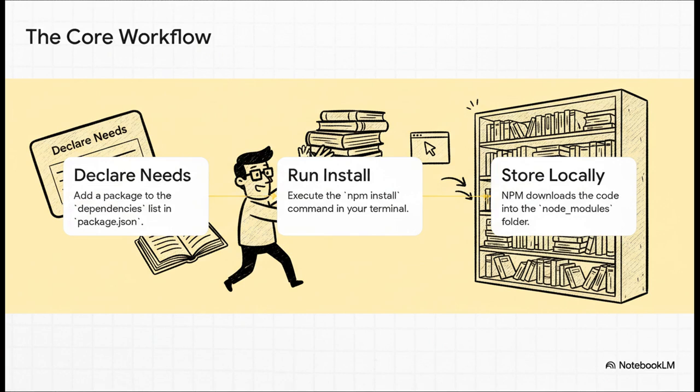It's so fundamental. First, you list what you need in package.json. Second, you run npm install in your terminal to tell npm to go get it. And third, npm downloads all that code into your Node Modules folder. The analogy is perfect. Package.json is your library card, npm install is the helpful librarian, and node modules, well, that's your own personal bookshelf right there in your project.